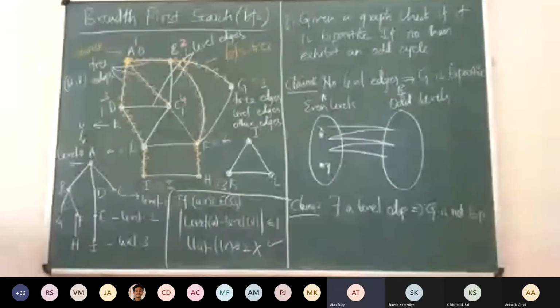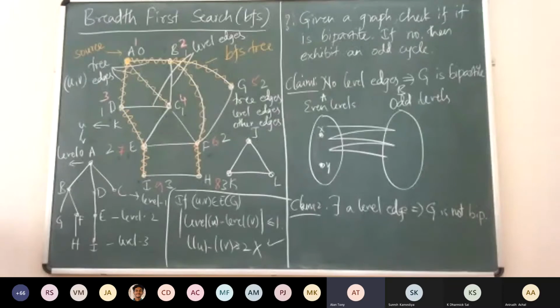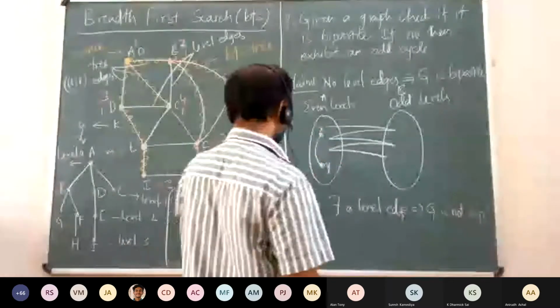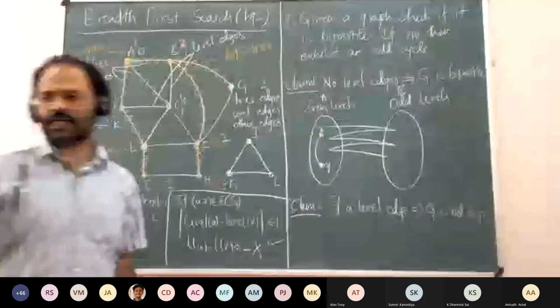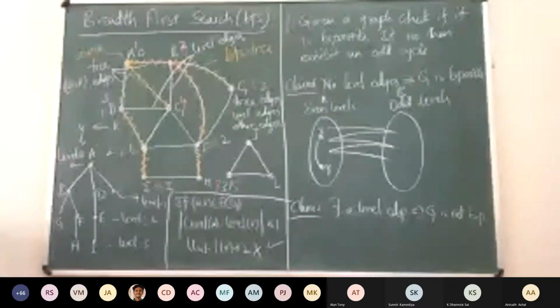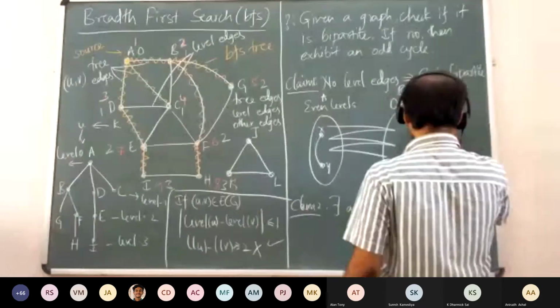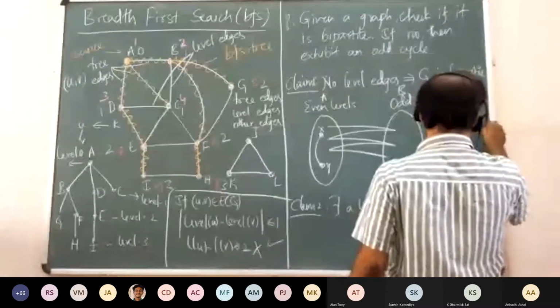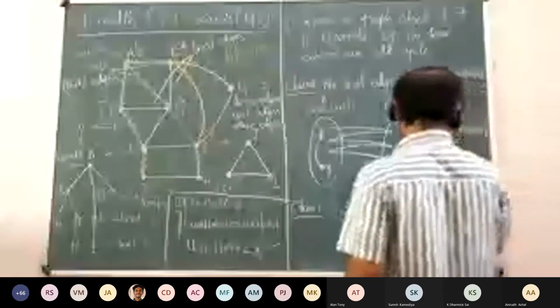Suppose there exists an edge between two even levels. Let's say the edge is between x and y, so these are two vertices at even level. Now let us prove why that is not possible. It depends on the level of x and level of y. Suppose level of x is equal to level of y, then what can we say?